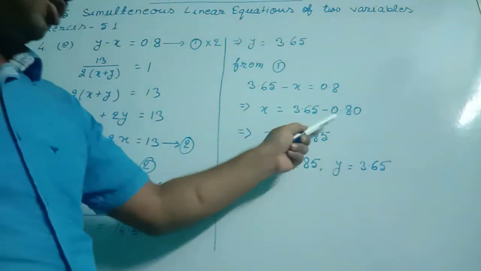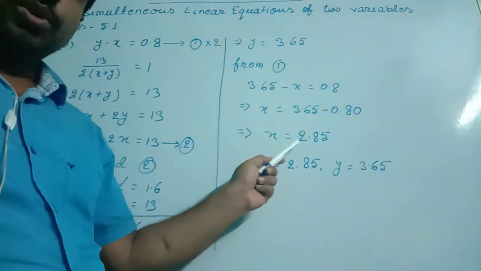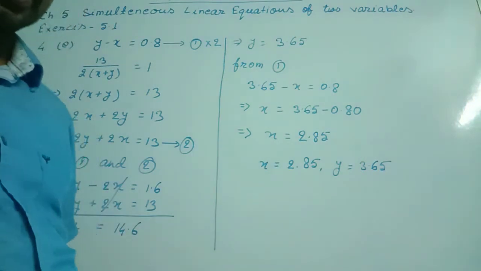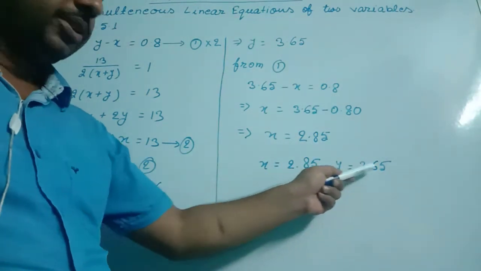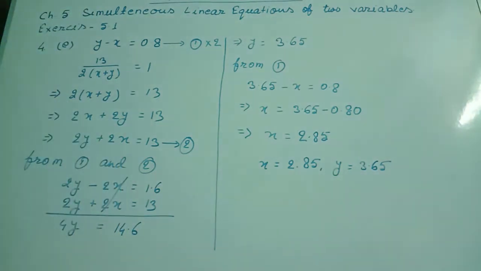We subtracted these two and I got the value of x equal to 2.85. So the values of x and y became 2.85 and 3.65 respectively. Those are the answers.